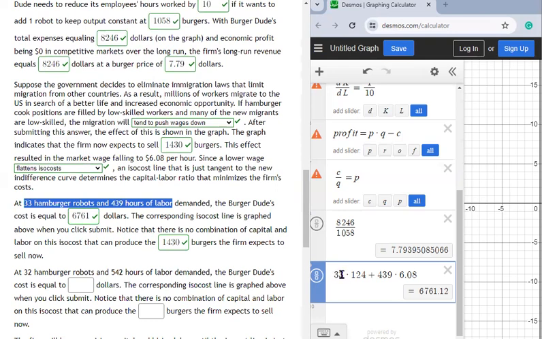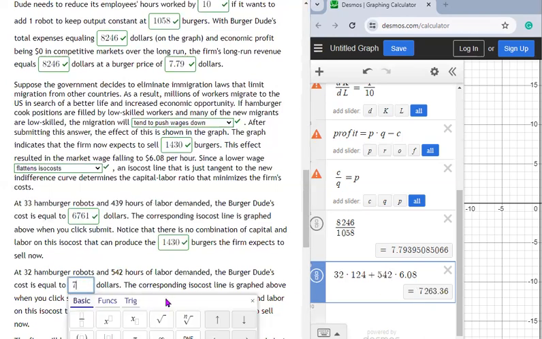Let's try 32 hamburger robots and 542 hours of labor, right? The Burger Dude's cost is equal to what now? Well, to 0 decimal places, it's equal to $7,263.